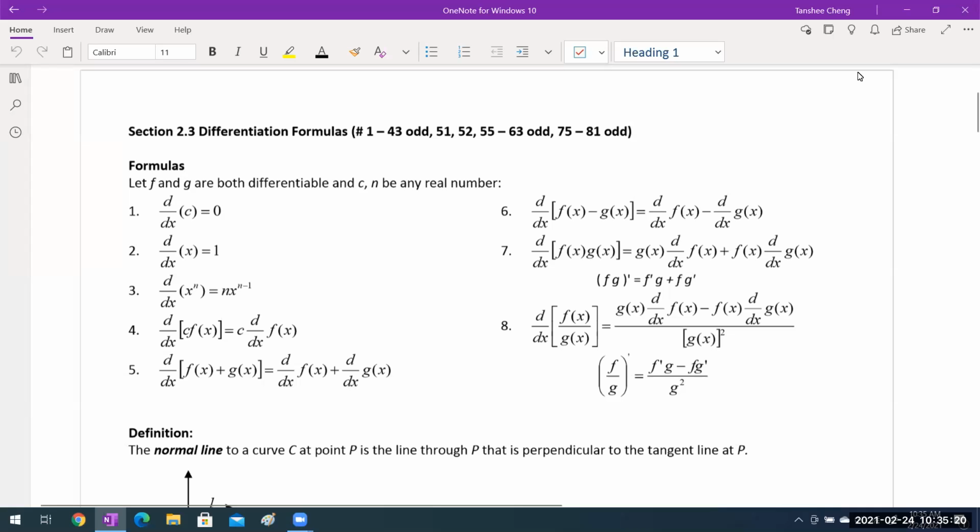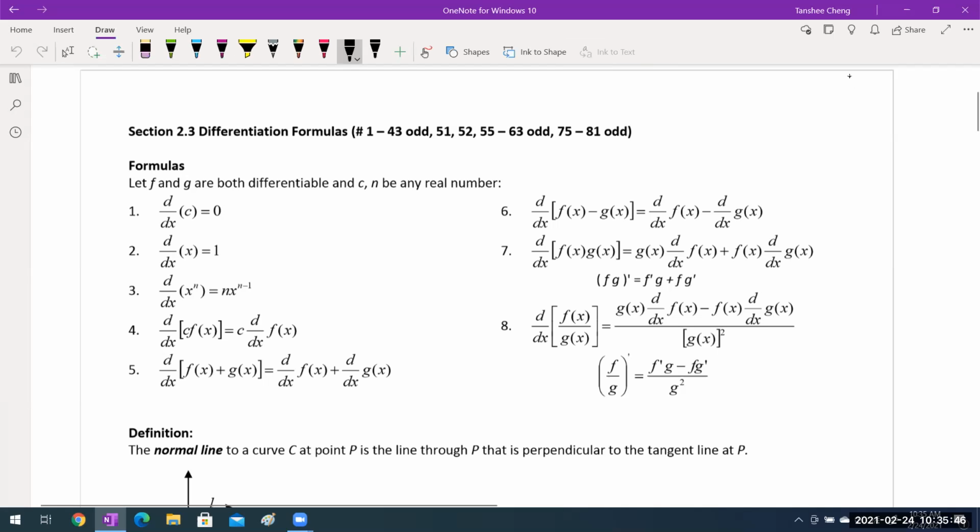In previous sections, we took the derivative of functions using the definition, and we saw that it is a long process. In this section, we're going to be using the differentiation formulas to take the derivatives of a function, which will allow us to do it very fast.